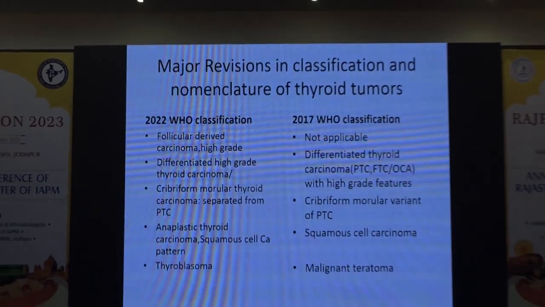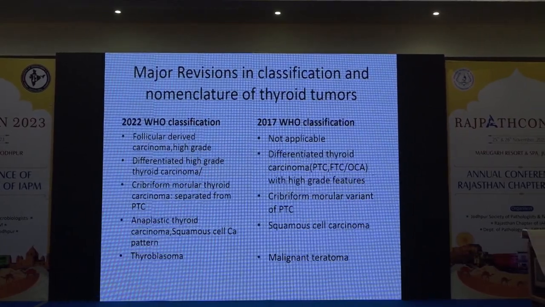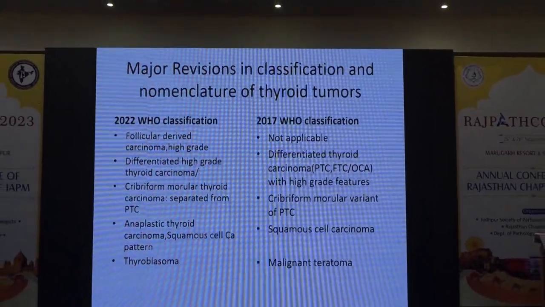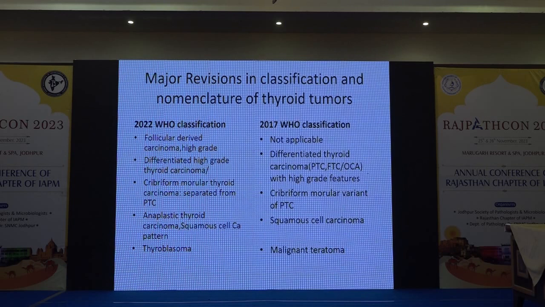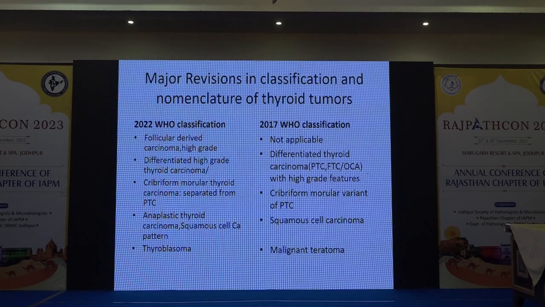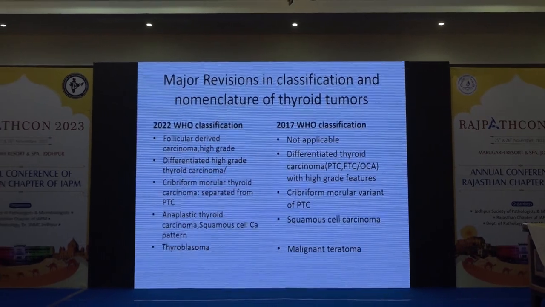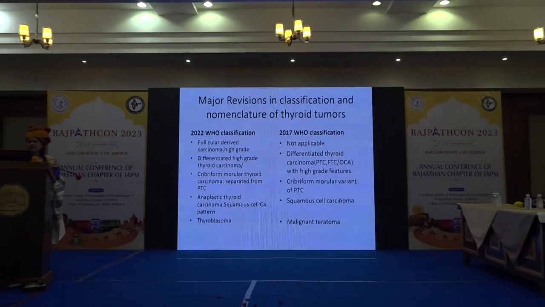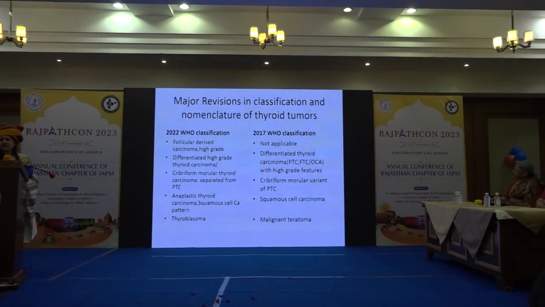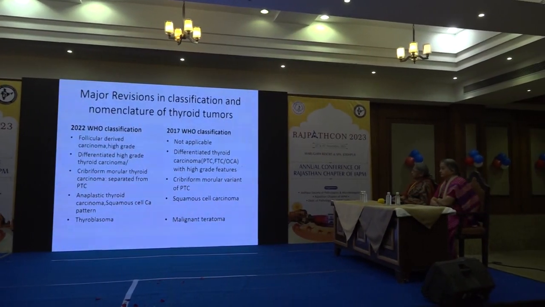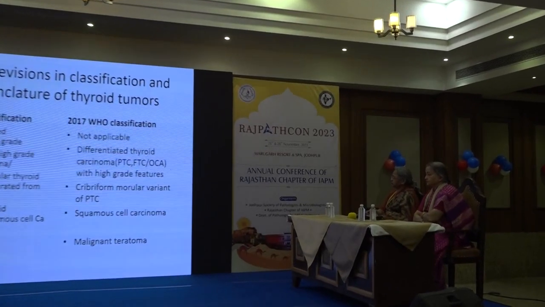So these are the major revisions. Then this follicular derived carcinoma high grade, as I said, it is introduced in 2022, it was not there in 2017. And differentiated high grade thyroid carcinoma, which was there before, differentiated means it can differentiate towards papillary, follicular or oncocytic. So this was the same, but follicular derived high grade was not there as a high grade type.